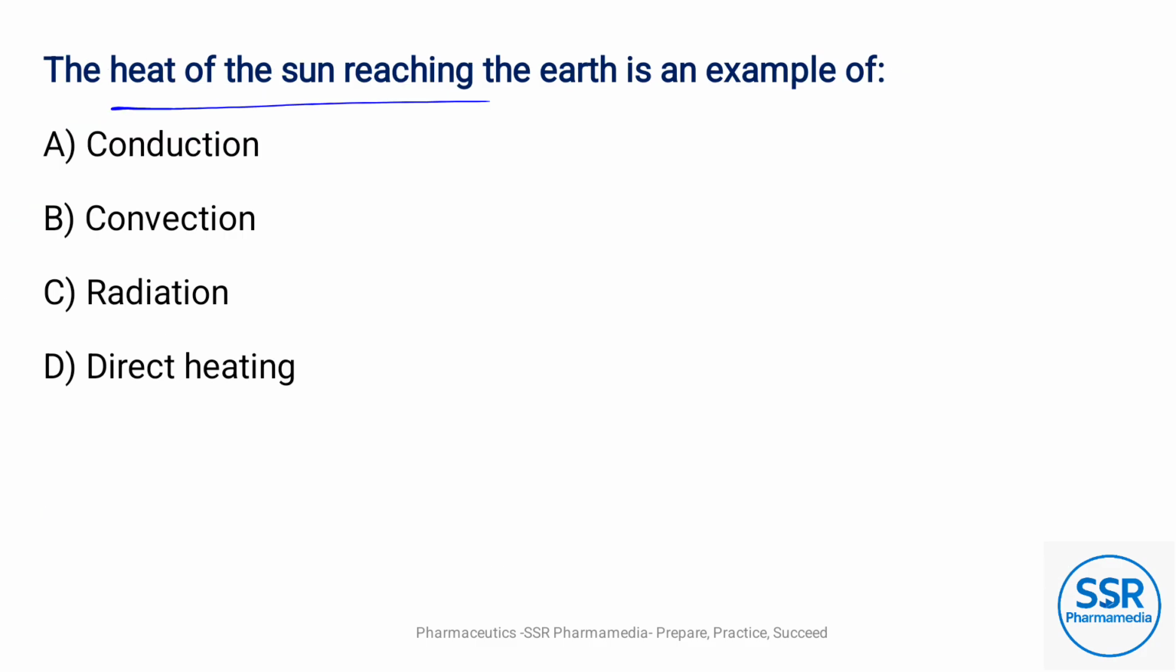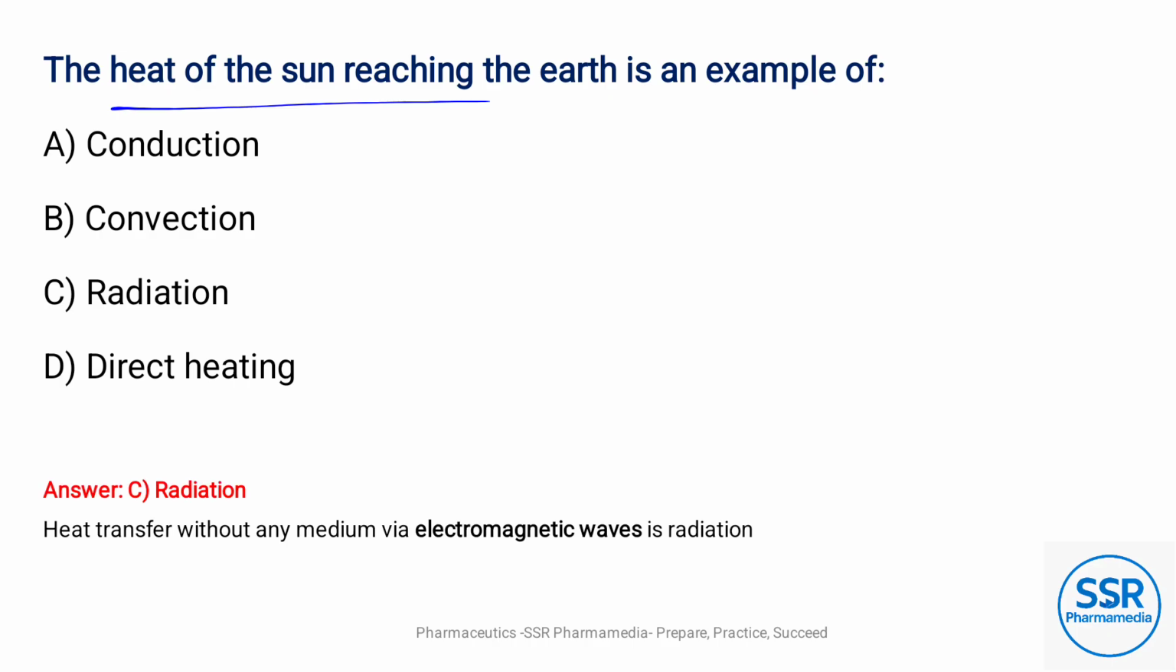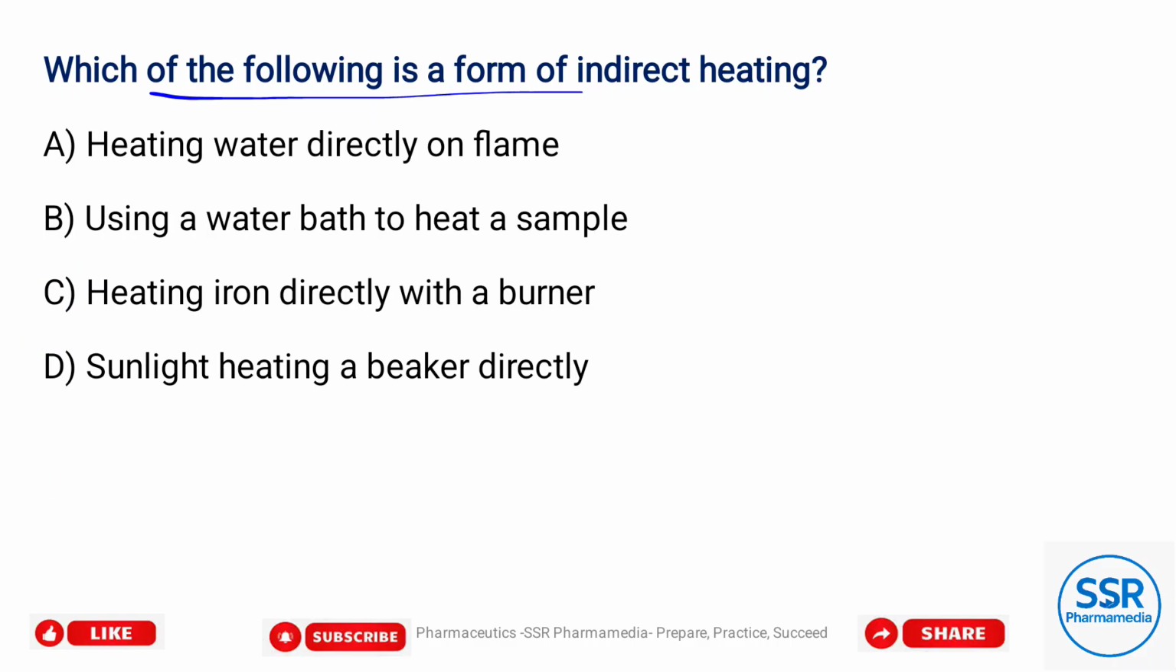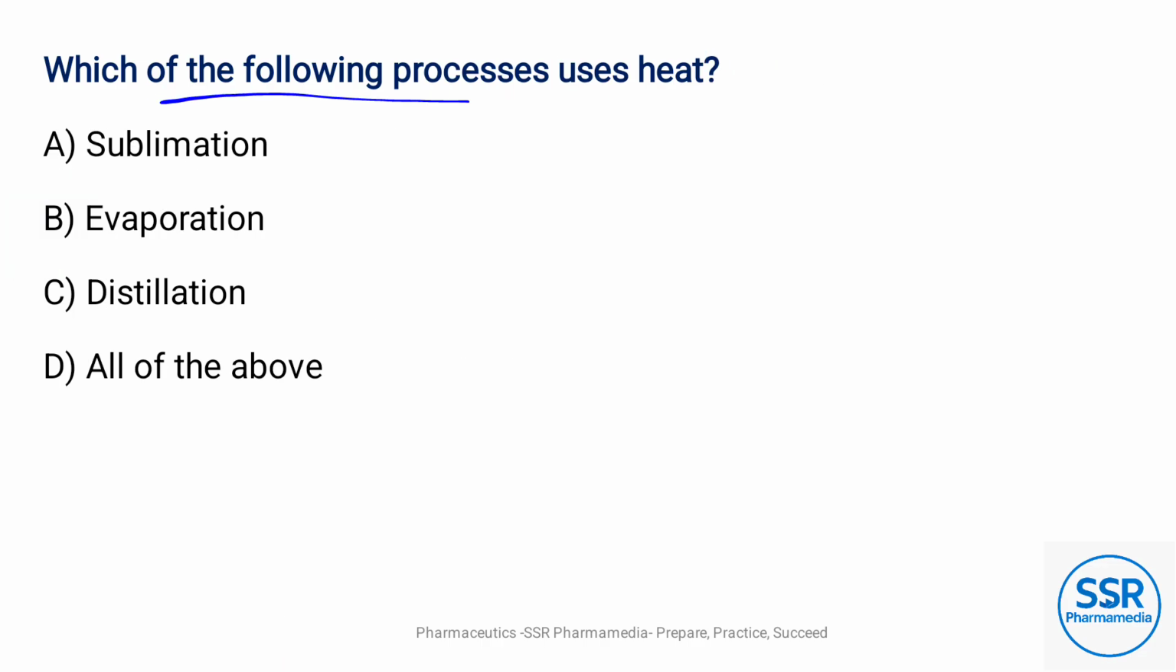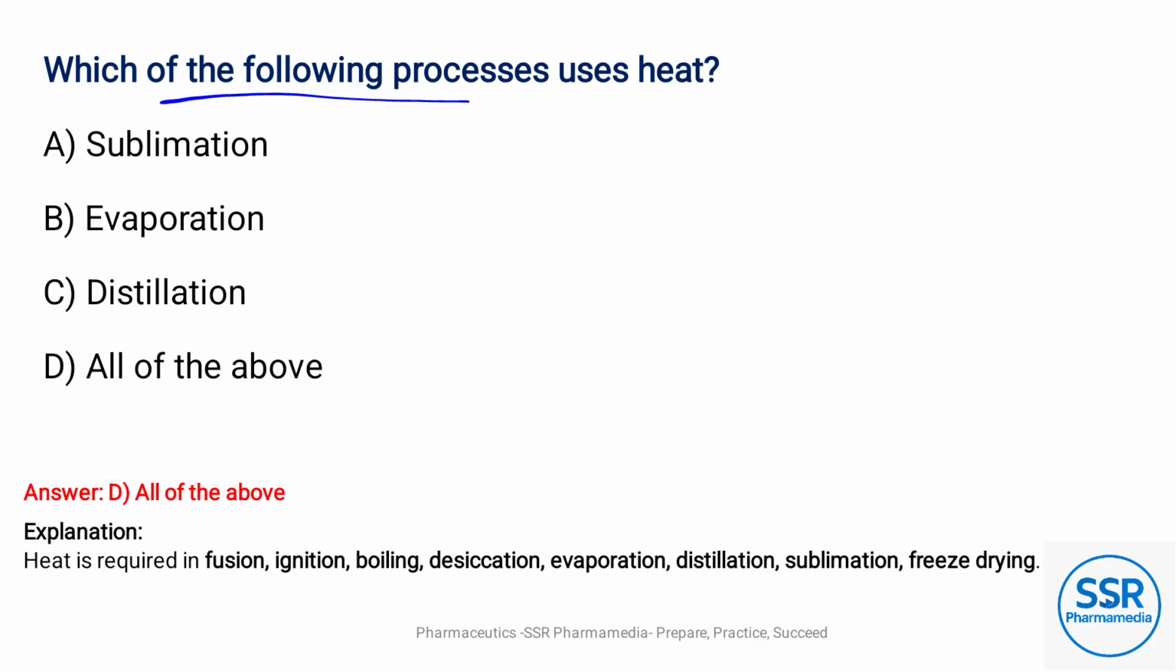The heat of the sun reaching the earth is an example of radiation heat. Which of the following is a form of indirect heating? Option B, using a water bath to heat a sample. Which of the following processes uses heat? Option D, all of the above. The process of heat is used for sublimation, evaporation, distillation. So all of the above is the correct answer.